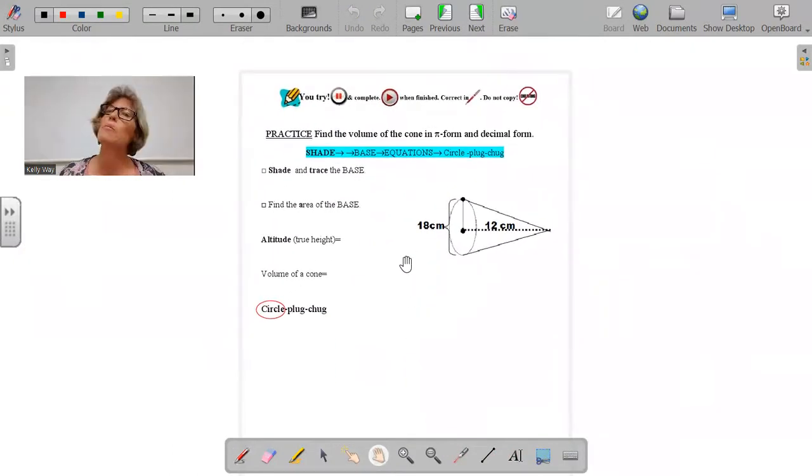You do this page completely on your own. Pause the video, restart when you're done.